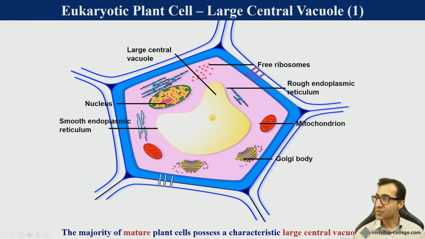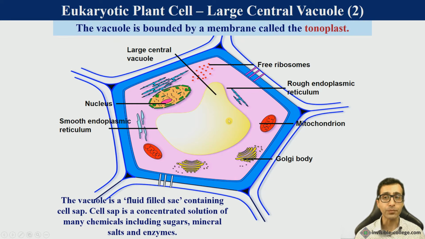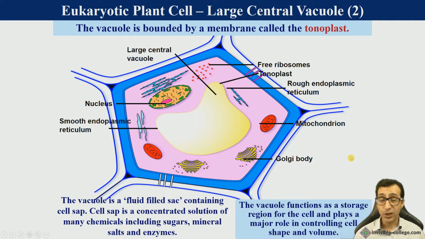Now, another one of these features that all of these plant cells share in common is a very large central membrane-bound space containing a fluid called cell sap, and this is called the large central vacuole. So this is a fluid-filled membrane-bound sac, and cell sap is a concentrated solution of many different dissolved substances in water. Now, the membrane that surrounds the central vacuole is called the tonoplast, and the vacuole functions as a storage region for the cell, but also is responsible for maintaining the shape and the volume of the cell.